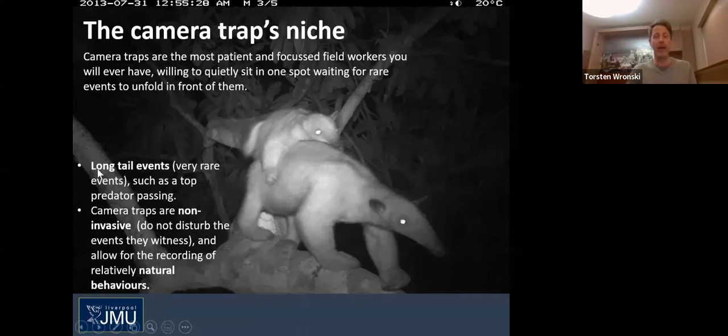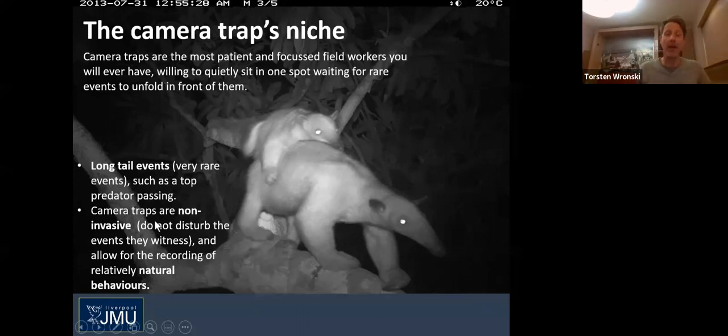Rare events are termed long tail events, such as the encounter of a predator, or this example here, an anteater in the canopy of the tropical rainforest in South America. The camera was installed up in the highest trees of the forest and caught this very rare picture of an anteater mama with her baby carrying it on the back.